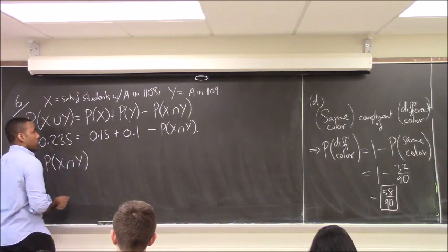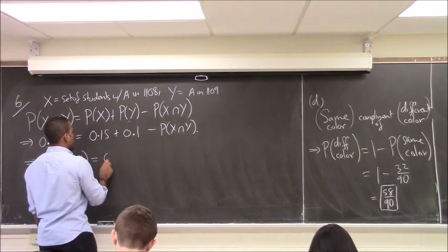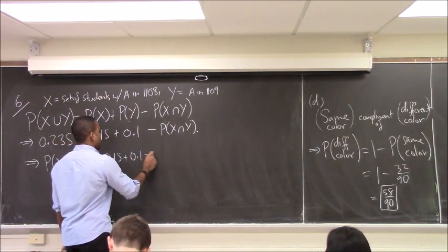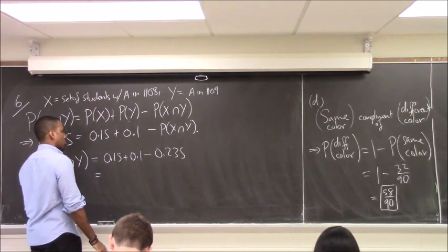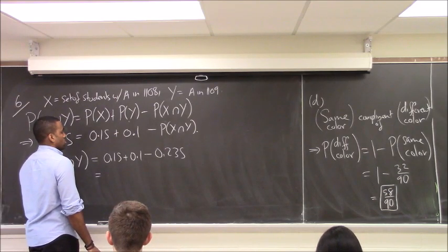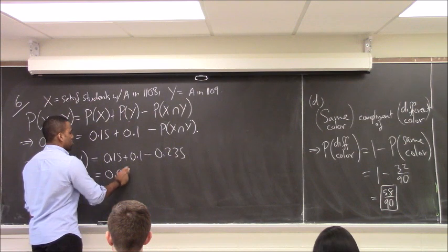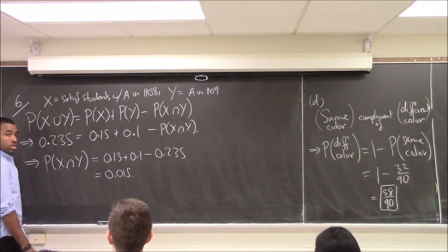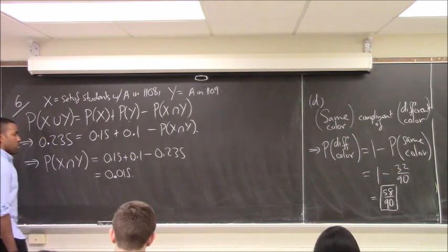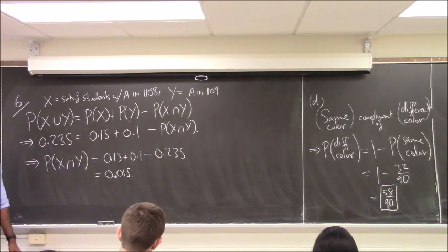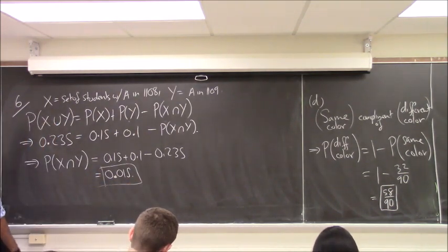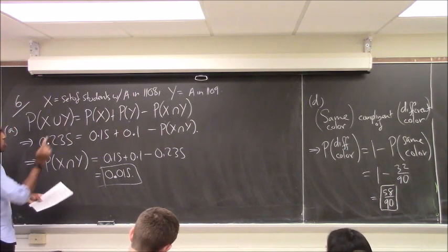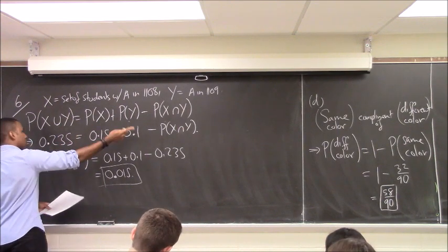Getting an A in the first and the next course is going to be 0.15 plus 0.1 minus 0.235, and that is 0.015. Sorry, I gave you the answer at the start by accident. So roughly 15 out of 1,000 would be the fraction of students. That was part A. Yeah, law of disjunction, nice one to do here, because you were told all the pieces. You were told this, this, and that, and you can solve for that other one.